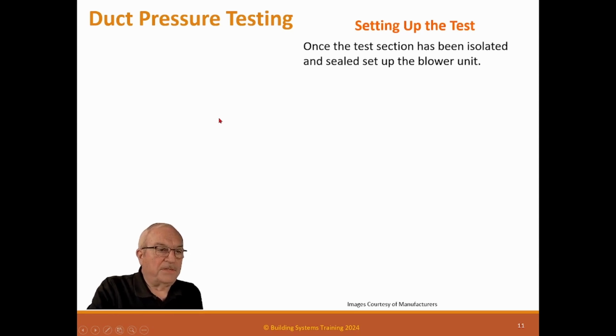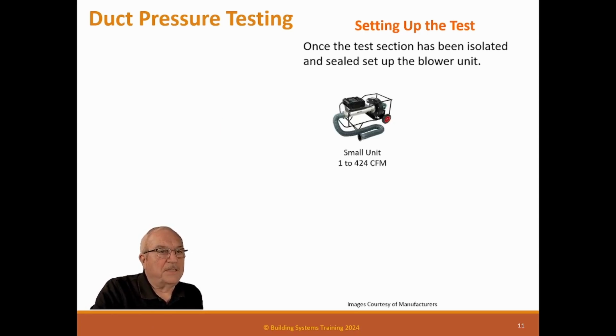So let's say setting up the test. Once the test section has been isolated and sealed, set up the blower unit. You can have lots of blowers. These are a couple of commercially available units you can purchase, or you can build your own. But to build your own, you have to build the orifice. The Venturi orifice is the hard part. The rest of it's super simple. But if you build your own orifice, then you have to calibrate the orifice.